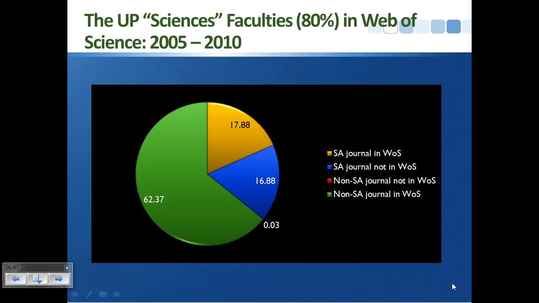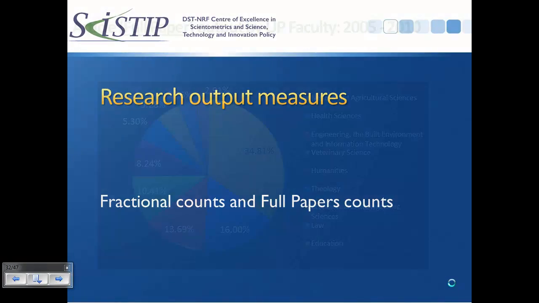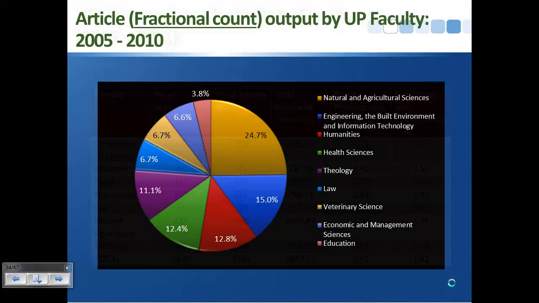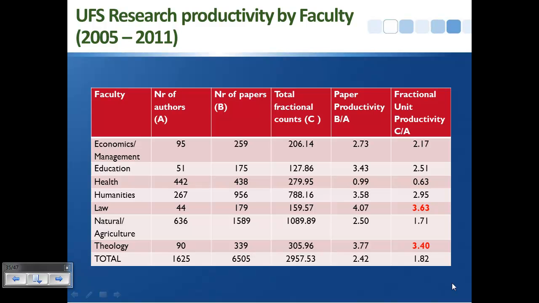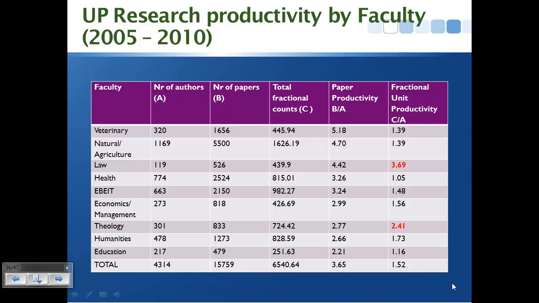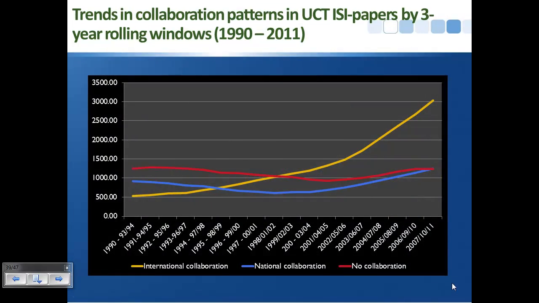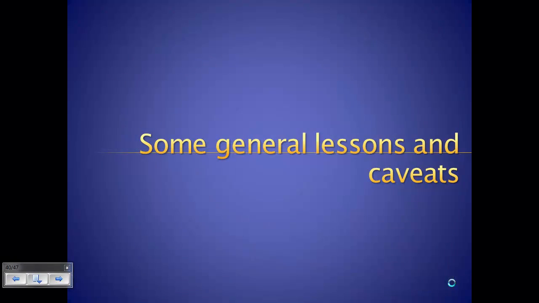So anyway, I will skip these other slides. I've done too many slides as usual. So let me just come to the stuff about full paper versus fractional counting. I compare research productivity by faculty in the same fields. You can look at that. The lawyers and the theologians always publish the most. And then there's this whole thing about collaboration and citation impact.